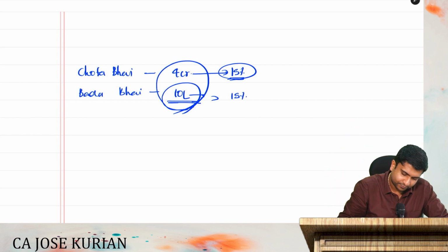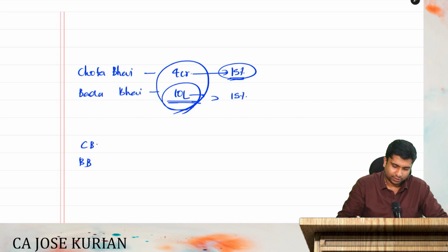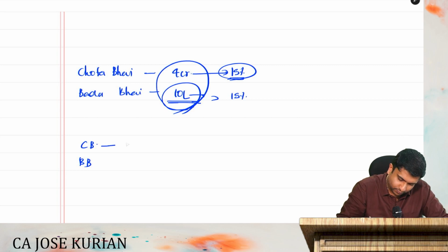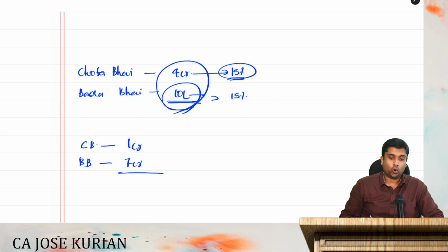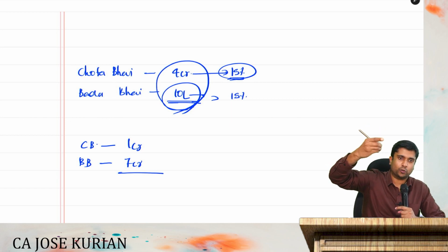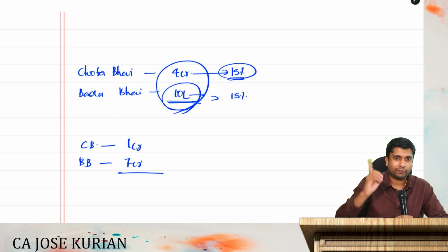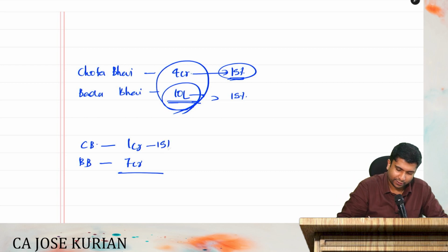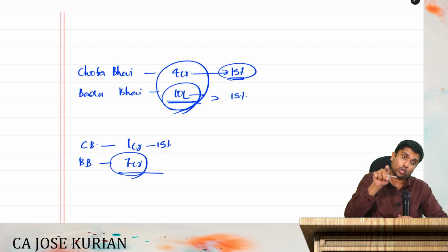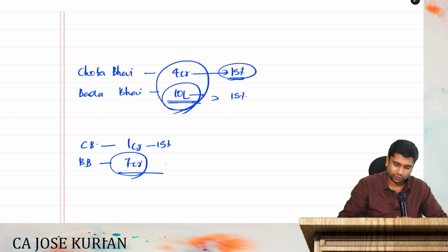Scenario 3. Another scenario I'll give. Say CB means Chota Bhai and BB means Bada Bhai. Alright? Say Chota Bhai income is 1 crore. Bada Bhai is 7 crore. How will be the rate? All together they have crossed 5 crore. Yes or no? And who will run away? Chota Bhai will run away. With how much? 15%. Here Bada Bhai alone crossed how much? 5 crore. So the surcharge liability will be 37%.